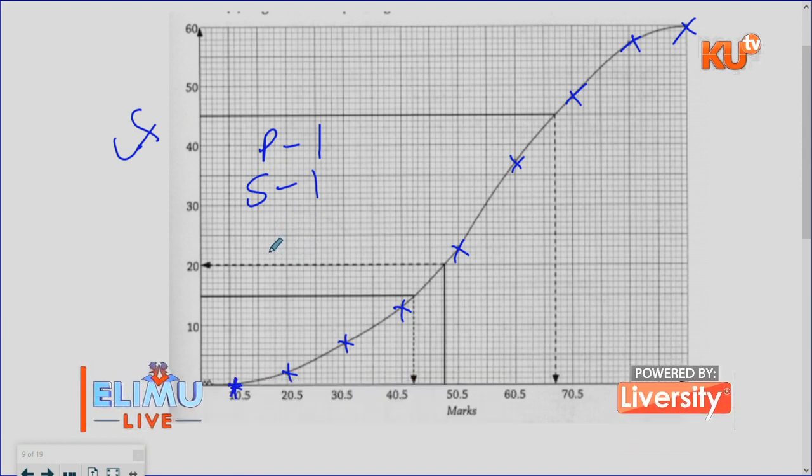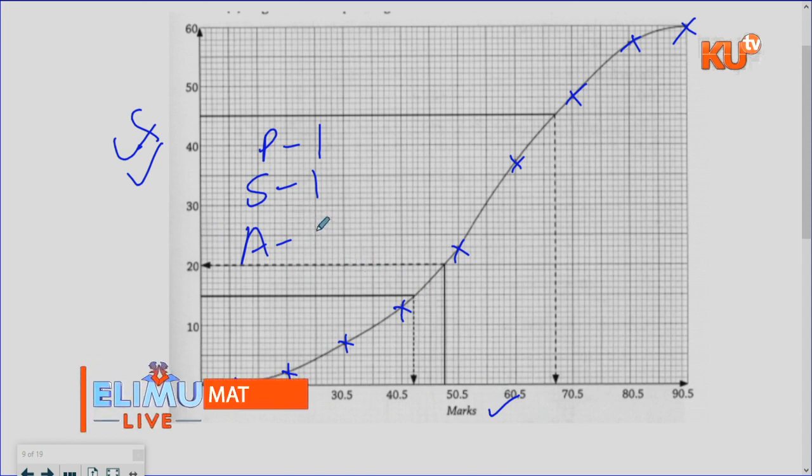Then we shall also check the axes. Are they labeled? Have you labeled this CF? Then have you labeled mass? And is the scale linear? Like from 0 you have gone to 10, 20, not 10, 20, 50 like that. Is this scale linear? If the axes are labeled and the scale is linear, yes, you get another mark.